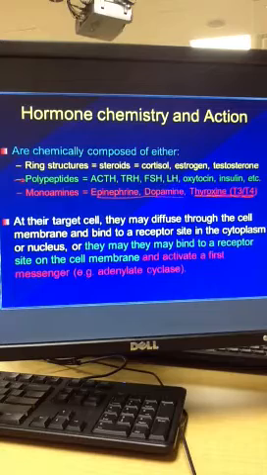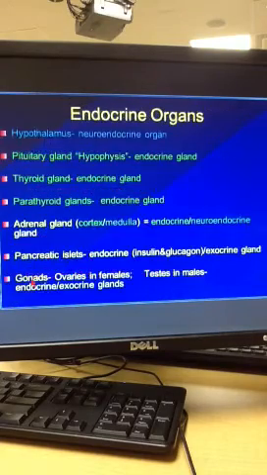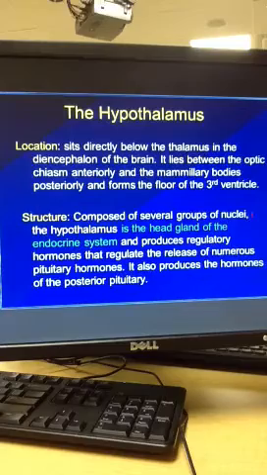And once attached to the cell, they may activate what is called a second messenger response, which increases the production of cyclic AMP through adenylate cyclase. They may act on protein synthesis, any number of things. But again, you'll get more of that in physiology. Okay, let's look at these different structures then.